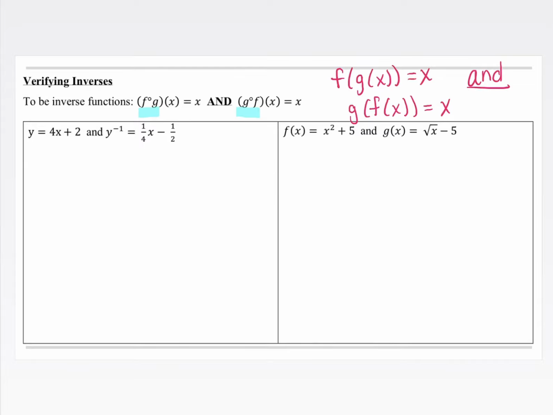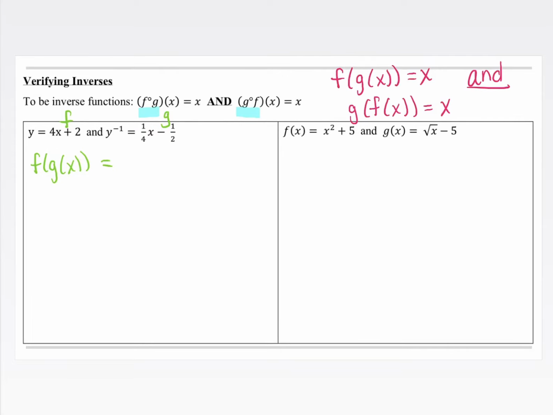So with my first example, I'm going to identify which one's going to be my inner function, which one's going to be my outer function, which one is going to be f, and which one's going to be g. So let's have y equals 4x plus 2. This will be my f. And then y inverse equals 1/4 x minus 1/2. This will be g.